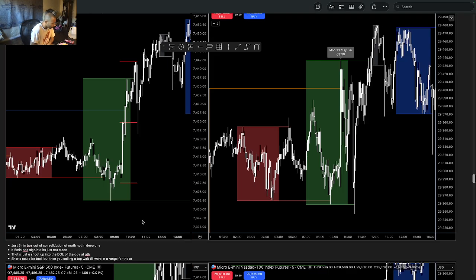Just 5 minute breaker structure out of consolidation at math, not in deep one. And 5 minute breaker structure algo, but it's just not clean. That's just a shoot up in the DOL of the day at the moment. Shorts could be taken, but then you're calling a top. So yeah, the market just kind of shot up. It was bullish, and then we're at all-time highs. So I'm not really looking to take a short because I'm calling a top at that point.